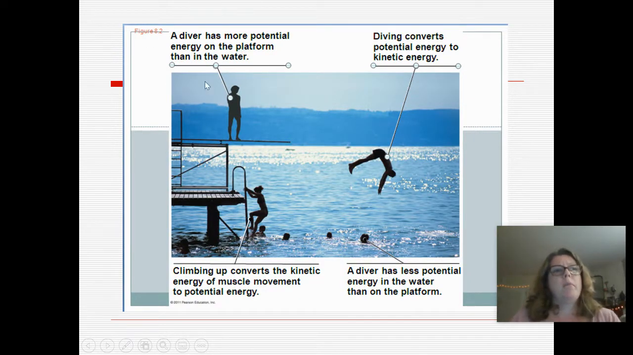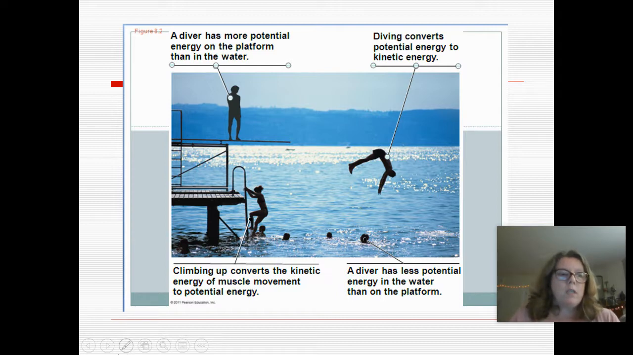So there's potential energy that's being converted to kinetic energy, excuse me, as the diver dives down. So that's just a quick potential and kinetic energy. Now at the lowest point, right before the diver hits the water, he or she has the greatest kinetic energy, but in the water they have the lowest potential energy. But that kinetic energy gets converted to potential energy as a diver climbs up the platform.